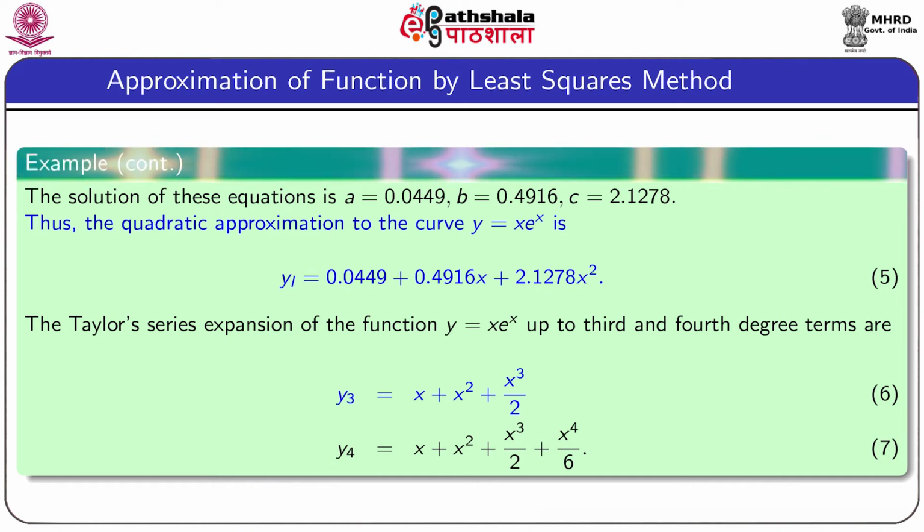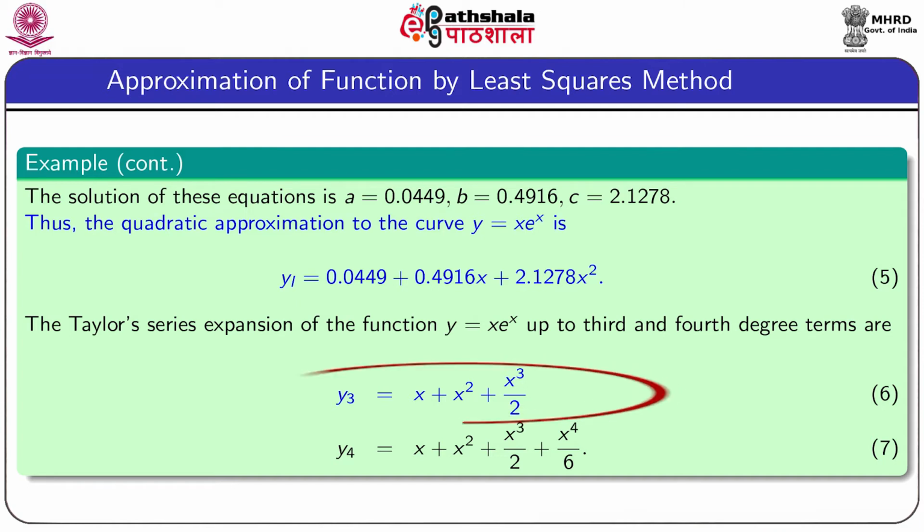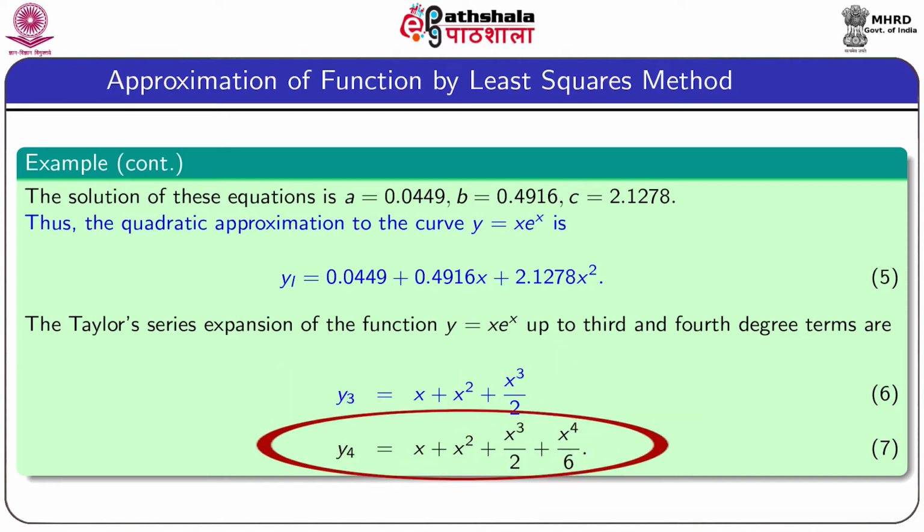The Taylor series expansions of the function y = x e^x up to third and fourth degree terms are denoted by y3 = x + x² + x³/2, and y4 = x + x² + x³/2 + x⁴/6. So, equations 6 and 7 are the Taylor series approximations of the function x e^x up to third and fourth degree terms.